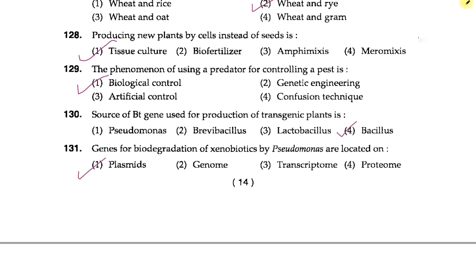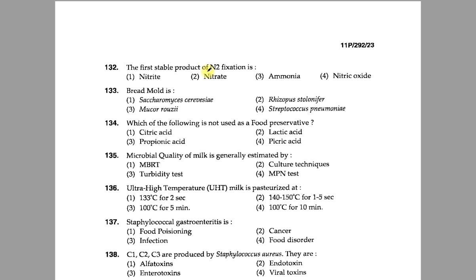Question 132. The first stable product of nitrogen fixation is 1. nitrite, 2. nitrate, 3. ammonia, 4. nitric oxide. 3. ammonia is the correct answer. Next question 133. Bread mold is 1. Saccharomyces cerevisiae, 2. Rhizopus stolonifer, 3. mucorrhizae, 4. Streptococcus pneumoniae. The option 2, Rhizopus stolonifer is the correct one. The black bread mold belongs to the class Zygomycota.